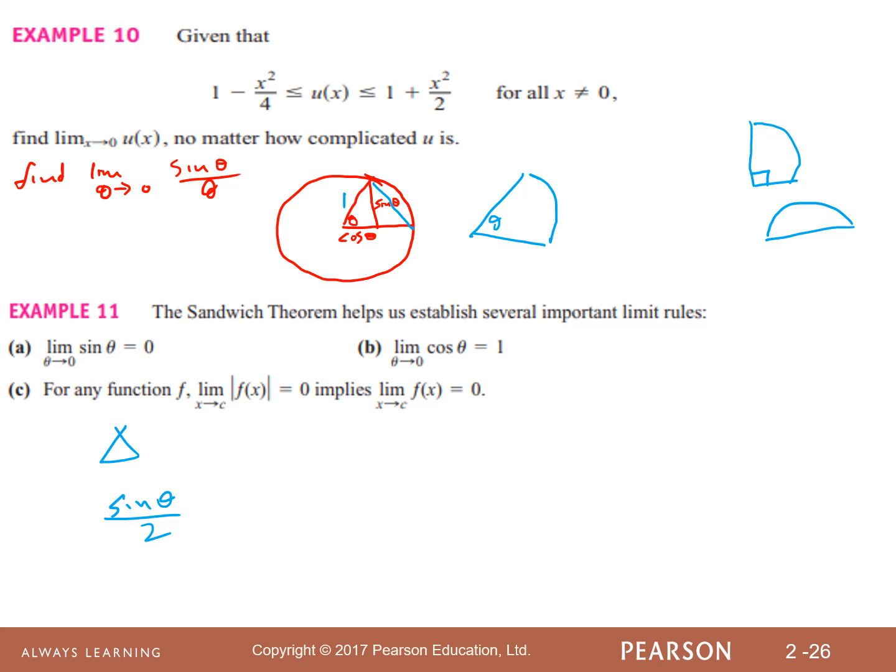Now, I'm going to use the ratio. If I want the area, I want to use the ratio. What's the area of a complete circle? Pi r squared. What's the area of half of it? Half pi r squared. What's the area of 1/4 of it? 1/4 of pi r squared.